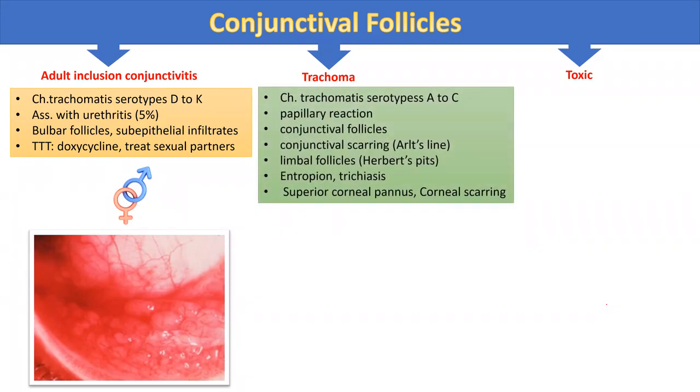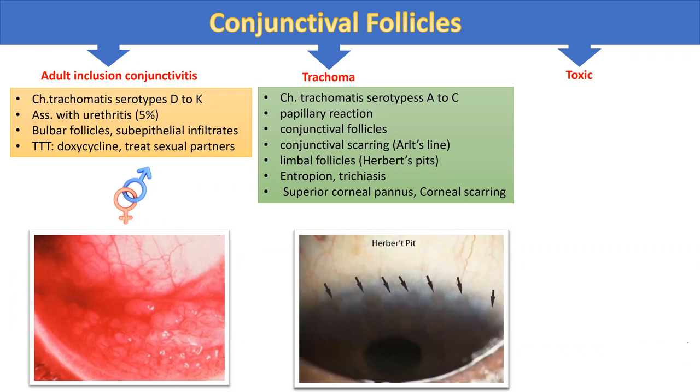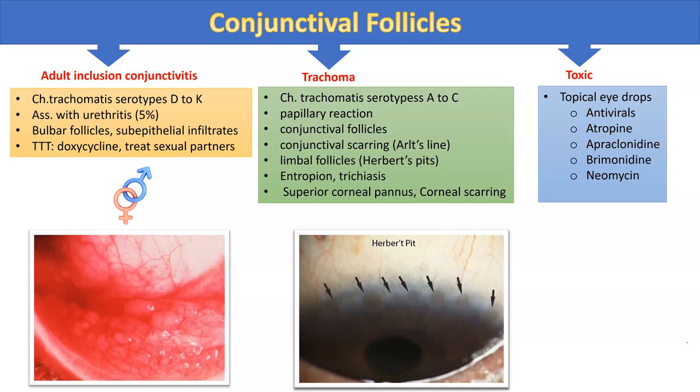Trachoma is caused by Chlamydia trachomatis serotypes A to C, characterized by both papillary reaction and conjunctival follicles, with conjunctival scarring causing what's called Arlt's line, limbal follicles or Herbert's pits, entropion and trichiasis, and the superior corneal pannus and corneal scarring. For toxic drugs, some drugs can cause toxicity, like follicular conjunctivitis, such as antivirals, atropine, apraclonidine, brimonidine, and neomycin.